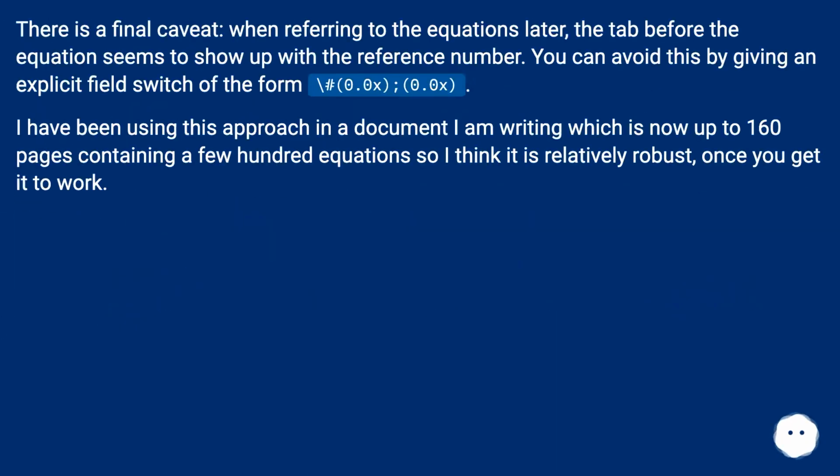There is a final caveat. When referring to the equations later, the tab before the equation seems to show up with the reference number. You can avoid this by giving an explicit field switch of the form \# 0.0x;-0.0x. I have been using this approach in a document I am writing which is now up to 160 pages containing a few hundred equations, so I think it is relatively robust, once you get it to work.